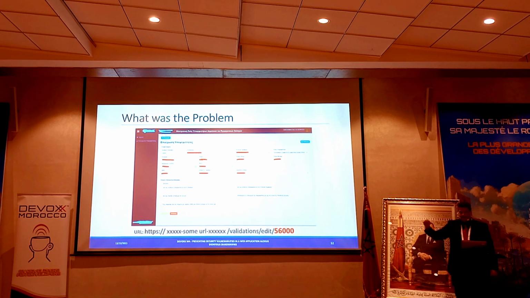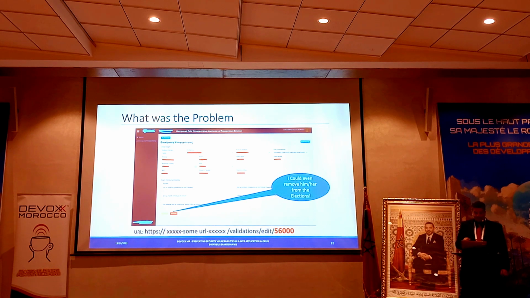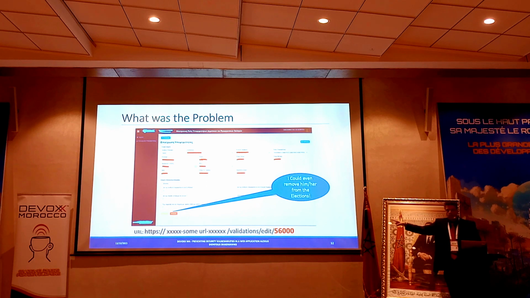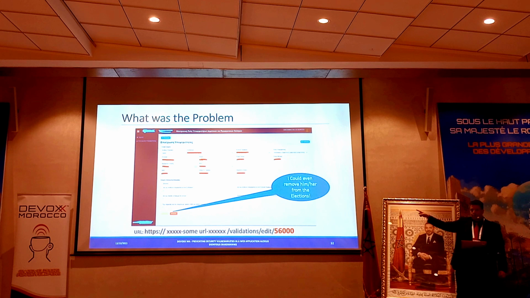And not only did I see another candidate, if I wanted, I was able to throw him out of the elections. Which means that I was able to destroy the whole elections if I wanted with a very, very, very simple enumeration attack. Again, this is a government application built by a major company.